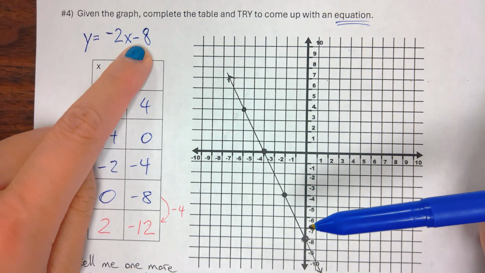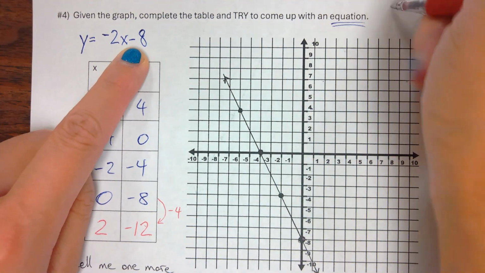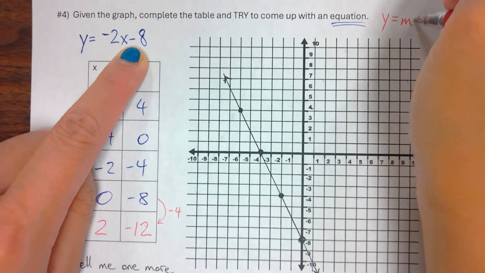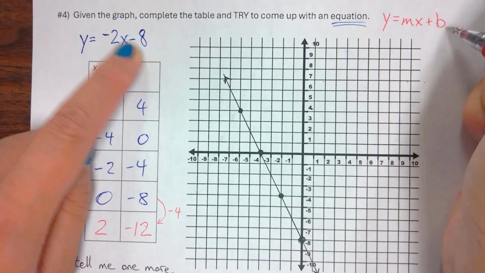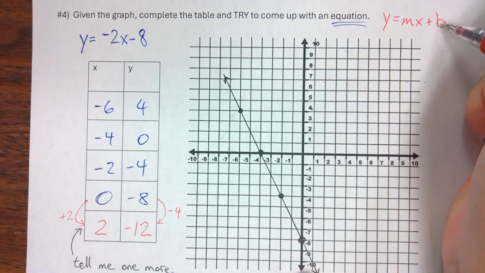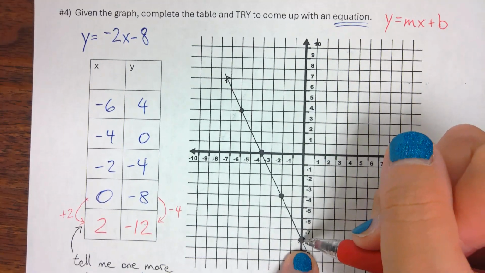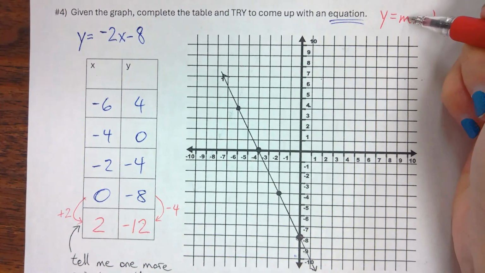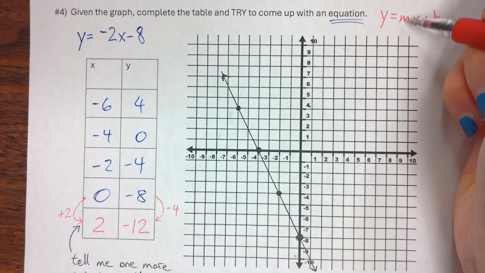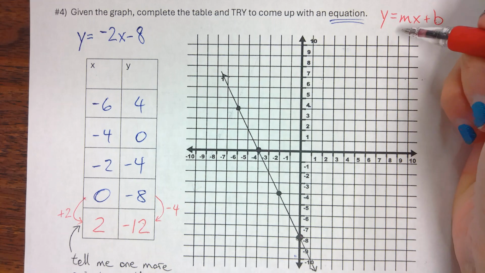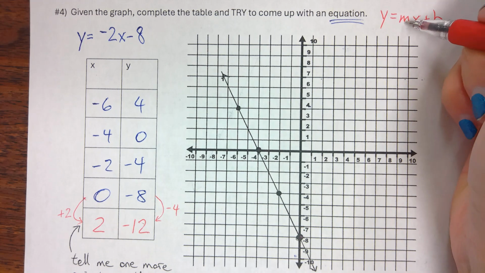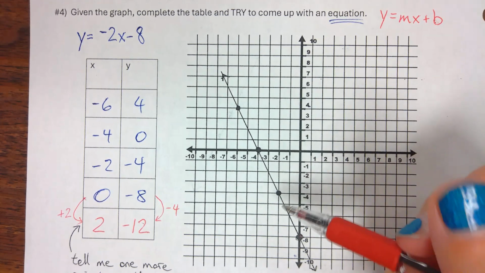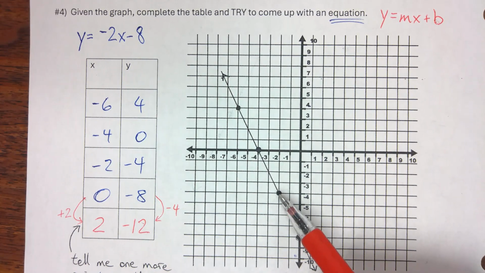So y equals mx plus b form. b is your starting value, the y-intercept. So in this case, my y-intercept is -8. So that's why it's -8. The m is your slope. Again, this is what we're going to introduce ourselves to on Wednesday. But the slope is basically the difference between each point.